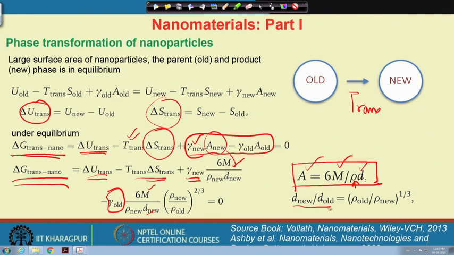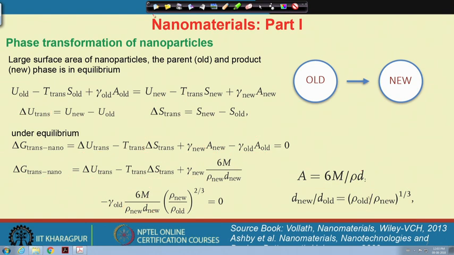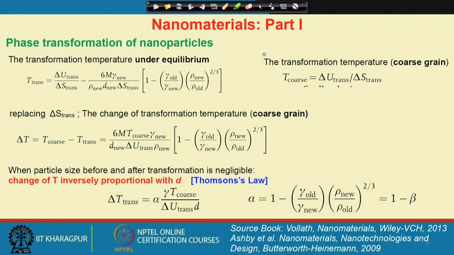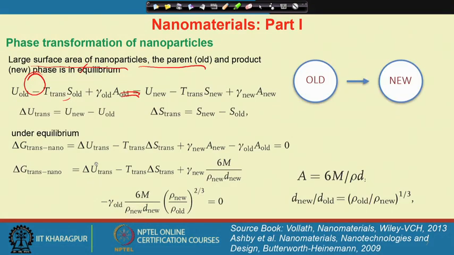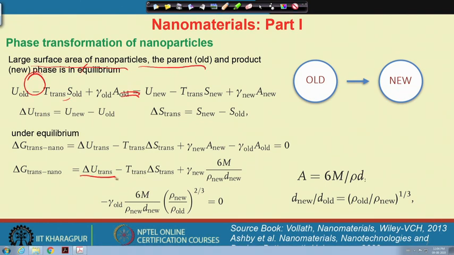Now, if we take this equation, then we can also write d new by old as rho old by rho new to the power 1/3. This is the ratio. Now, I am simply putting this value here, and then see how the equation changes. So, if we put that, then we can write in a more simplified way that the transformation temperature, when it is under equilibrium, will be basically delta U by delta S. We have divided the earlier equation by delta S. Please have a look once again. So, here we have divided by the delta S term. So, this is the delta S transition. So, this one goes, so we get T free, and here also delta S trans, and here is also delta S trans. Okay. So, this is the idea that we are talking about.